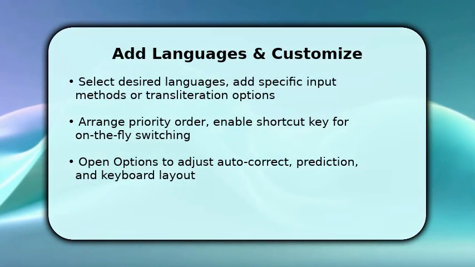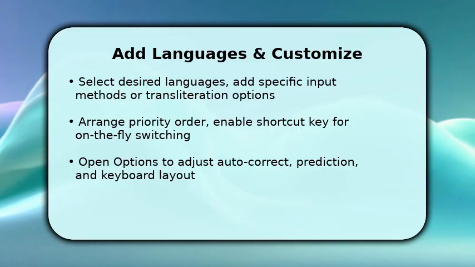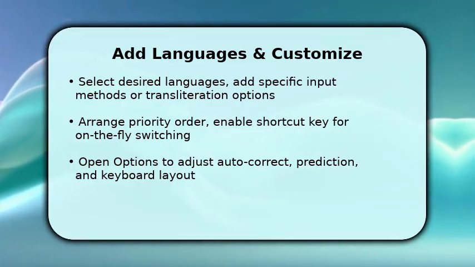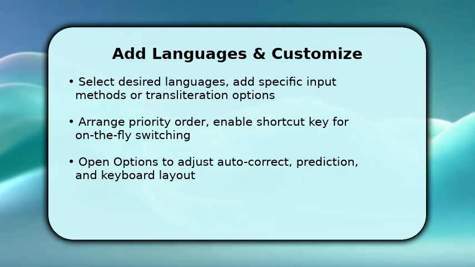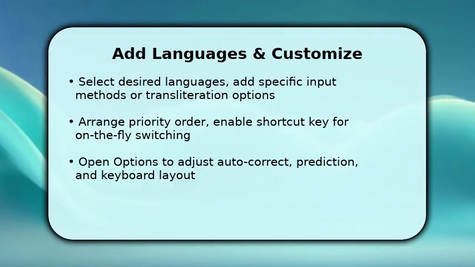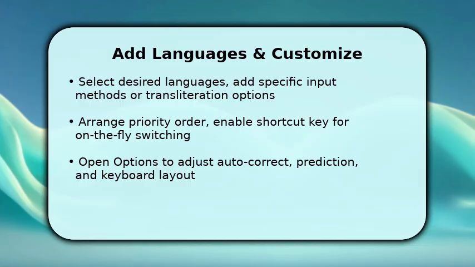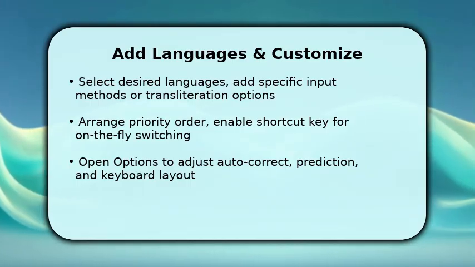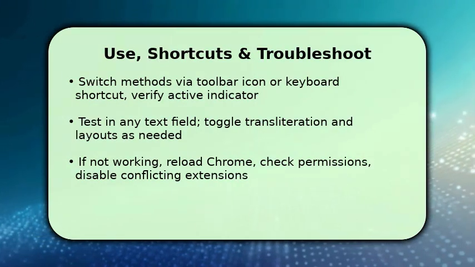Next, you add and customize languages to match how you write. In the extension's language list, pick the language and then the exact input method or keyboard layout you prefer. Transliteration converts phonetic typing into native script, which is different from a fixed keyboard. Once selected, arrange order for quick access and assign a shortcut key for instant switching. You should also tune prediction and autocorrect in options so the tool learns your habits and reduces repetitive edits as you type. Finally, you practice using the tool and know how to fix common issues.